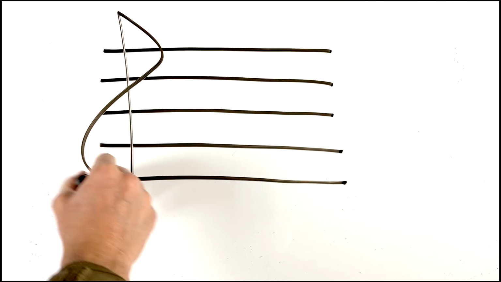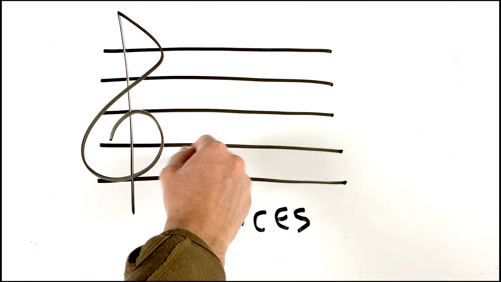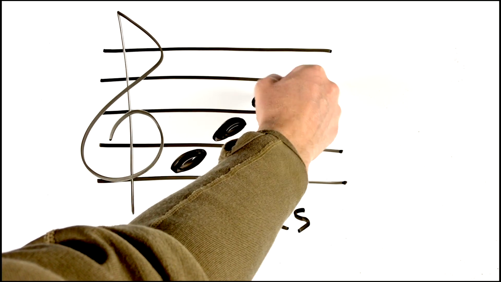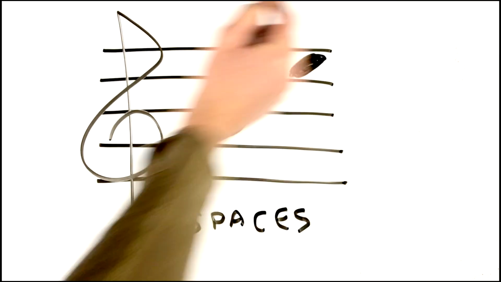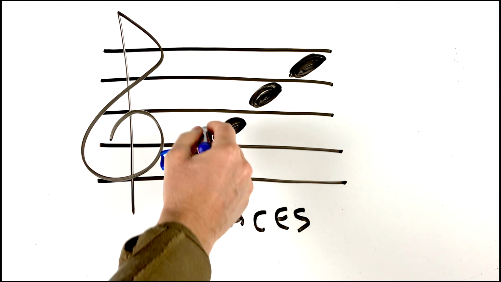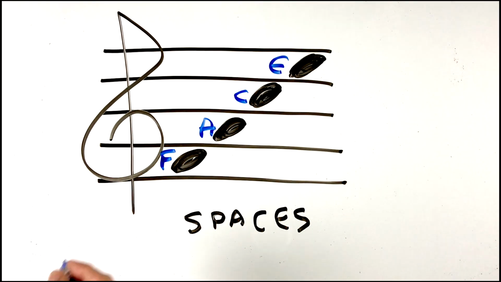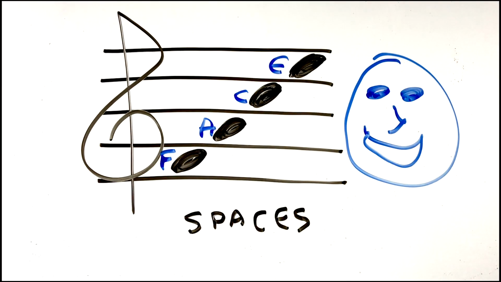Now, if you're not on a line, you can be on a space. And that's in between the lines, like this. And space is really easy to remember because it rhymes with face. F. A. C. E. From the bottom to the top, and there's a face.